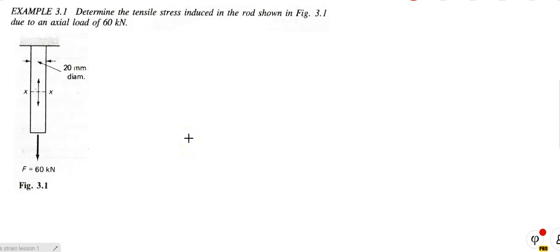Determine the tensile stress induced. What is the word induced? Induced means to be brought about as a result of something acting on it. If there's no load acting on it, the bar will not be undergoing any stress. But when the load acts on it, the stresses inside the fibers of the bar will be induced as a result of the tensile forces acting on it. Determine the tensile stress induced in the rod shown in the figure there due to an axial load of 60 kilonewtons.